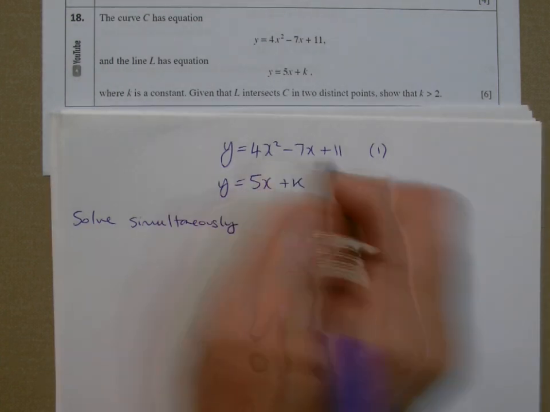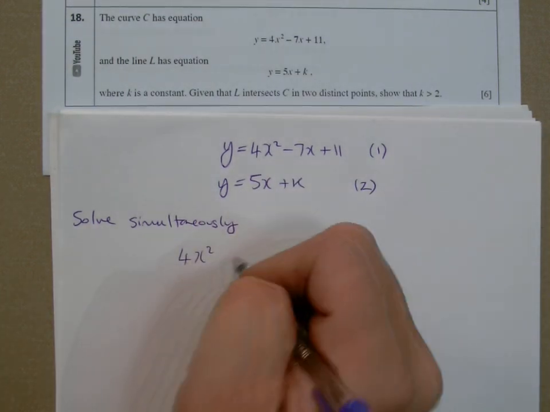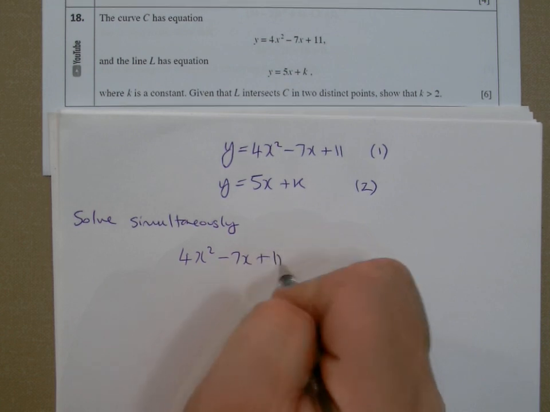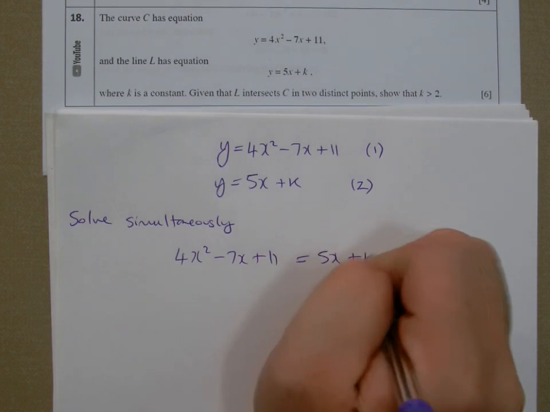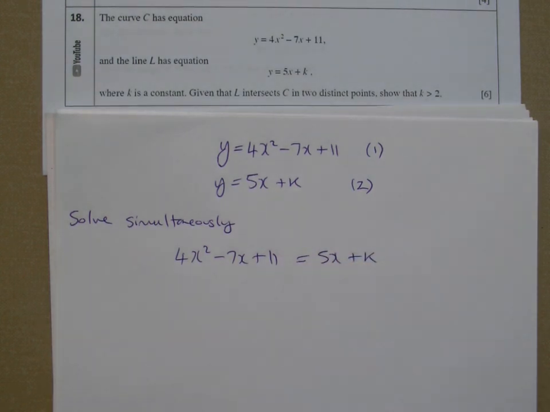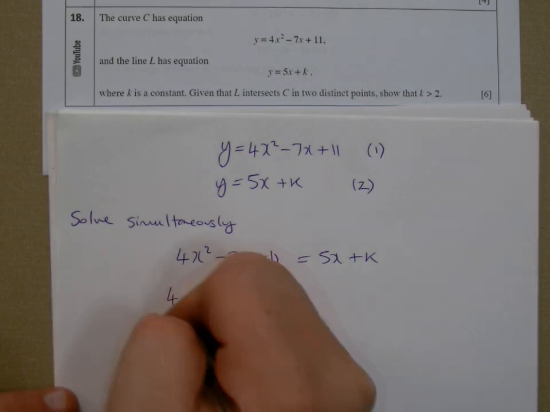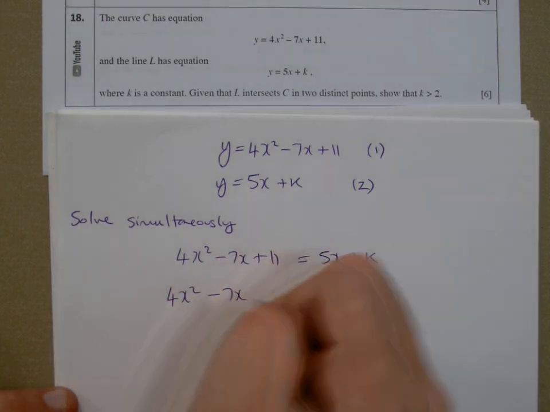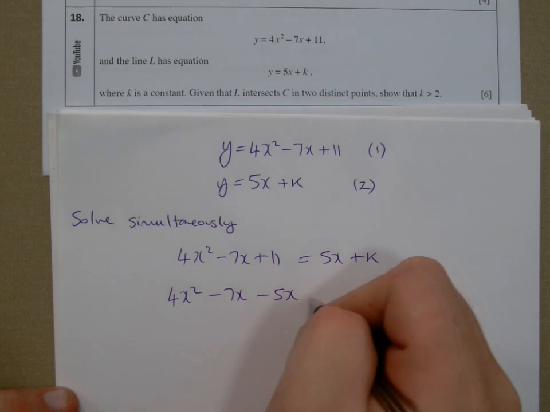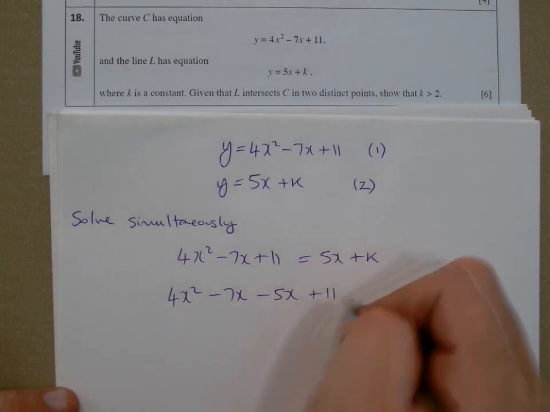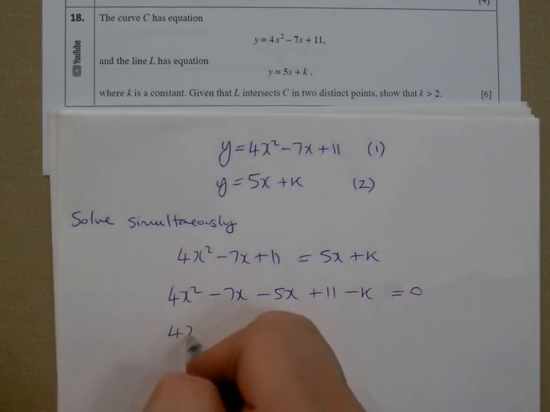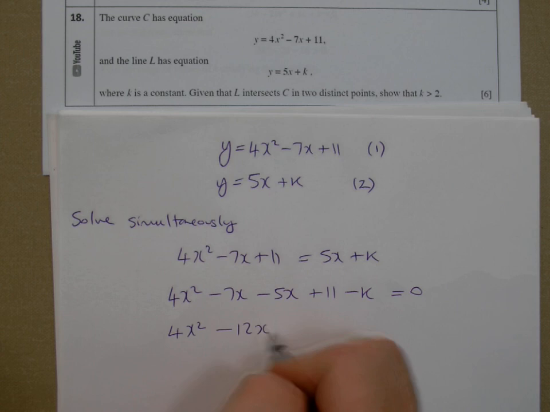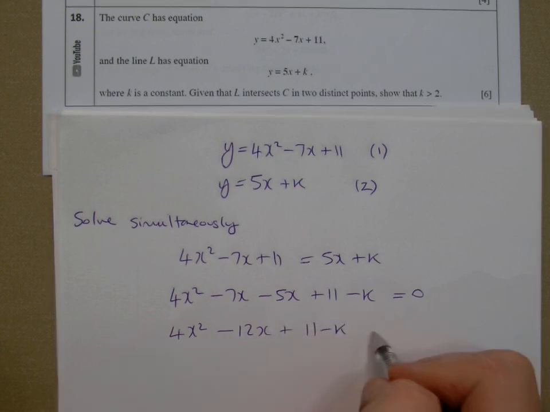So solving simultaneously, we can say that y, which is 4x squared minus 7x plus 11, will equal 5x plus k, all right? We can then get everything to one side. So we've got 4x squared minus 7x minus 5x, we take the 5x over, plus 11, take away k, will equal 0. If we then group the x's together, that's minus 12x, and then plus 11 minus k, is equal to 0.